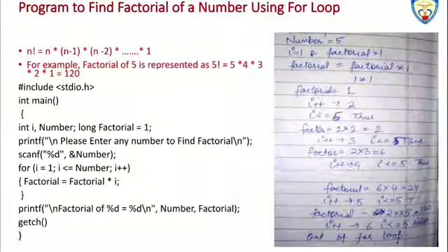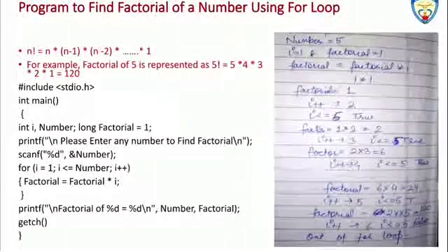Again i++ becomes 3. 3 is also less than 5. Then factorial equals the earlier factorial value 2 into the i value 3, and you get 6. Next, the increment operation i++ gives you 4. Again 4 is less than 5. The factorial will become the earlier factorial value 6 into the i value 4, so the factorial value you obtain is 24. Next i++ again gives you 5.